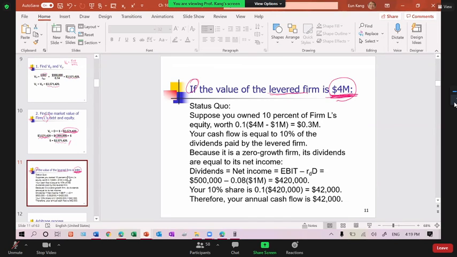So basically the approach is buy low, sell high. So you sell the levered company's stock and buy low, that is the unlevered company's stock. And then there is a difference, then what? Then that is arbitrage profit. Arbitrage profit means what? No risk profit.